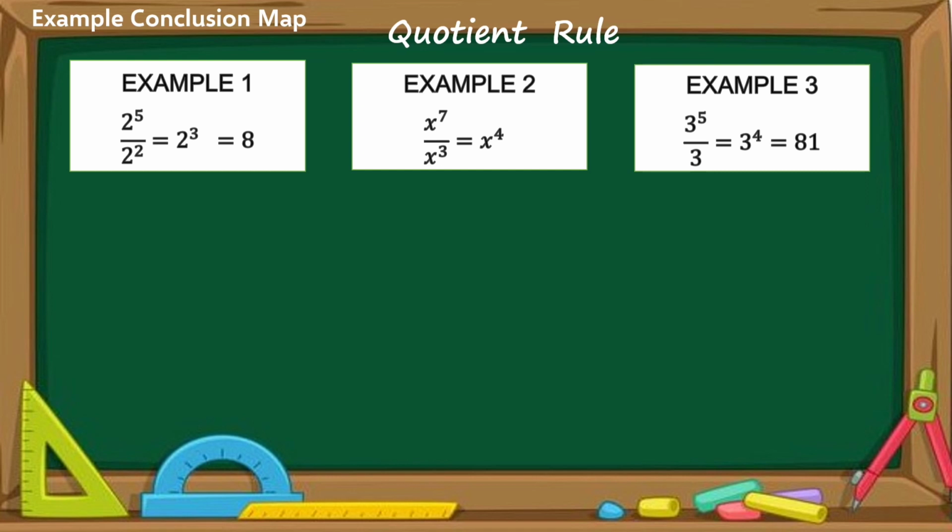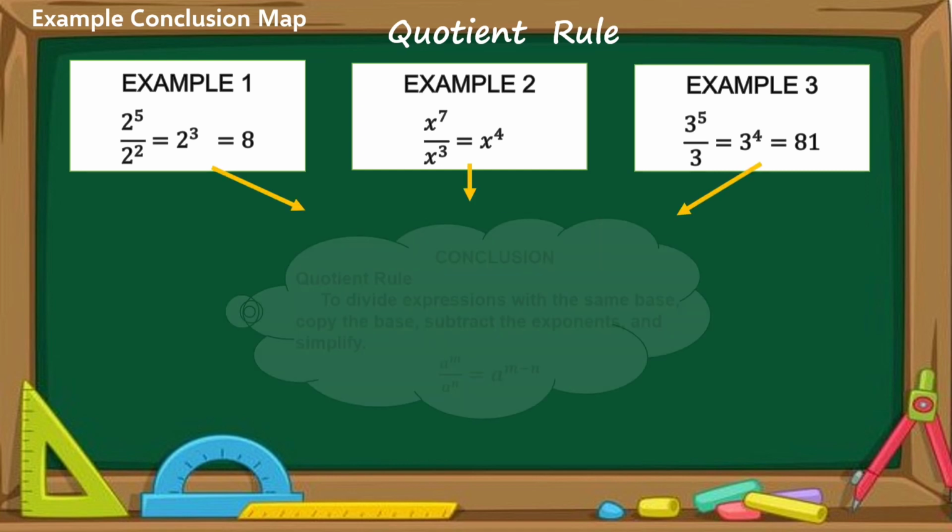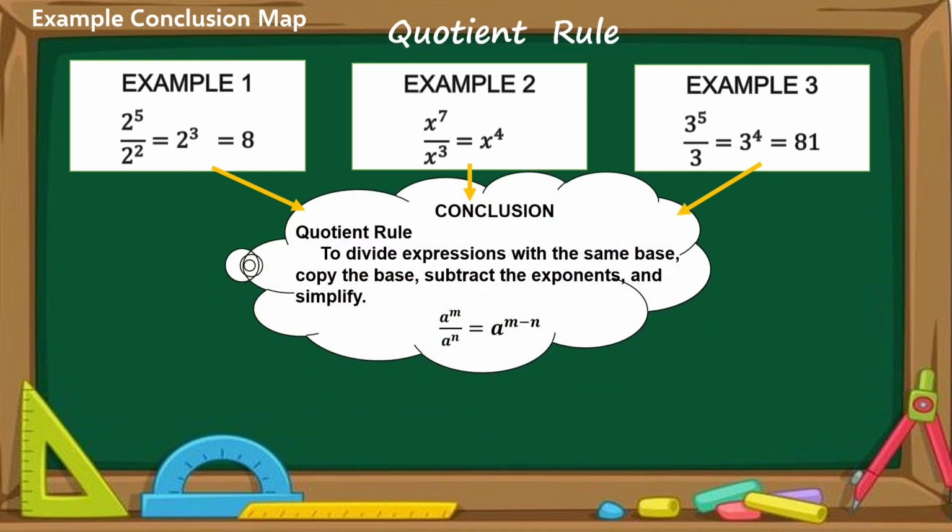Following the same procedure, from the examples given, we can have our conclusion as, to divide expressions with the same base, all you have to do is to copy the base, this time subtract the exponents, and then lastly, simplify if possible. In symbol, it is written as a raised to m divided by a raised to n. It is equal to a raised to m minus n. Again, a represents our base, and m and n will be the exponents of the expressions.